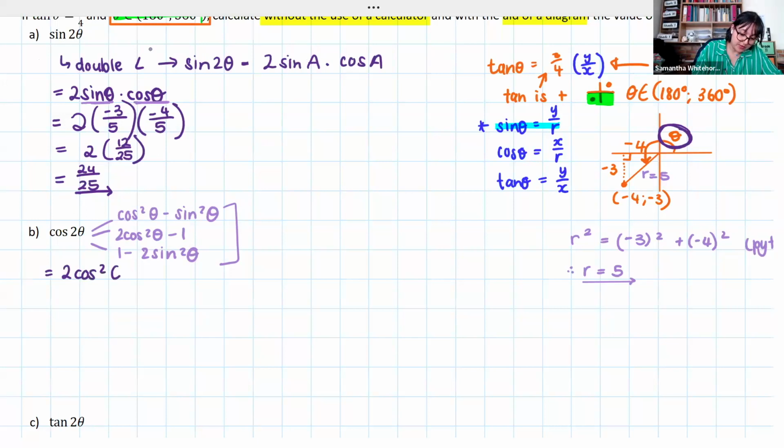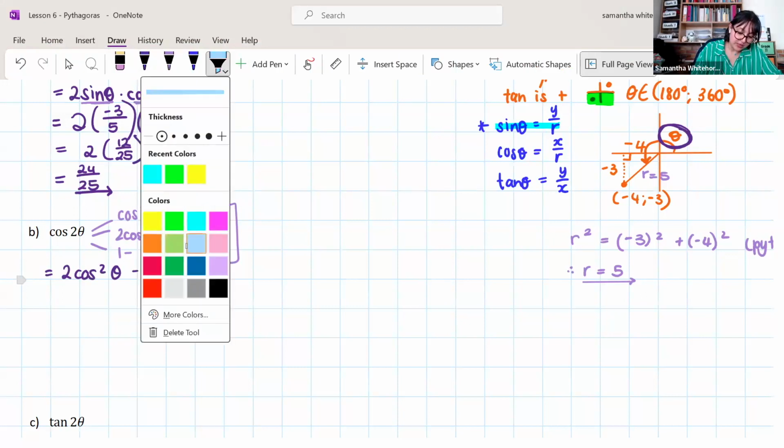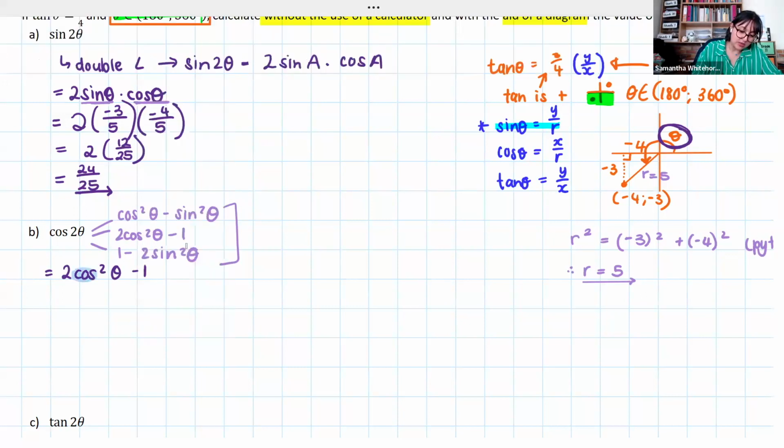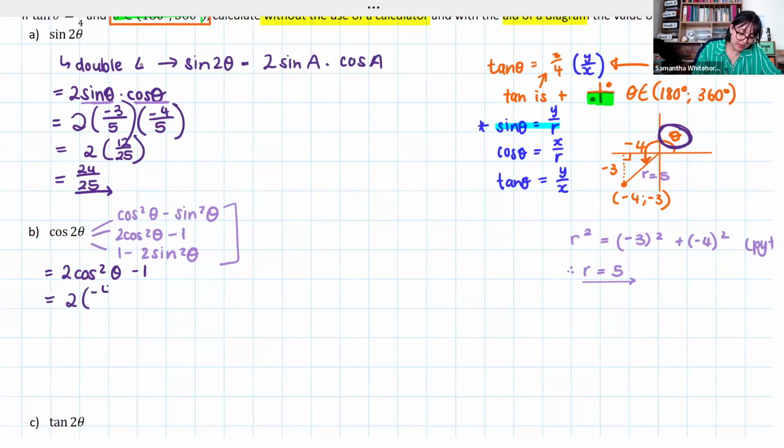So 2 cos squared theta minus 1. I already know what cos theta is. Remember, in my previous question, I worked out that cos was -4/5. So I already have that information. I don't need to go and get it again. And that's what I was saying now. Use the information that you have. So this would be 2 cos theta, which is -4/5 squared, minus 1.